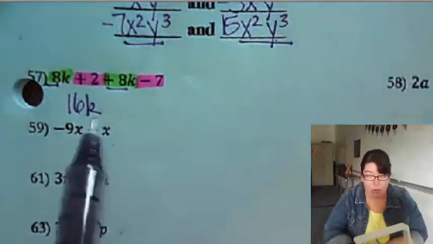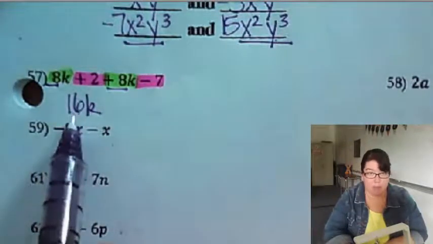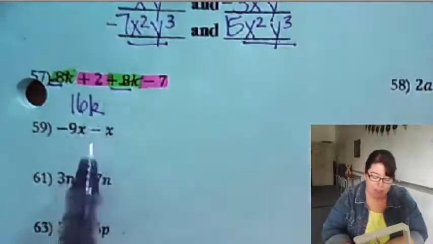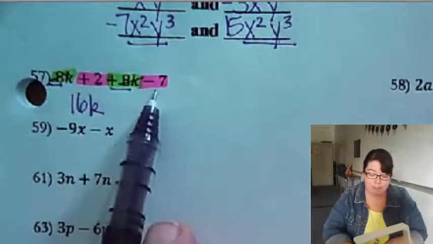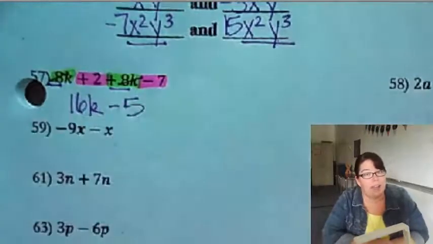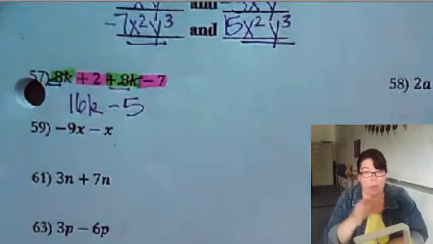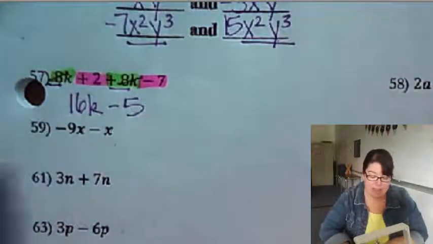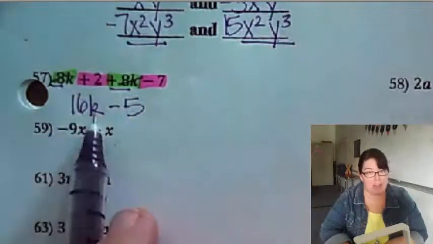How many k's do I have? I have 16 of them, so they stay together. Those are done. Then I have positive 2 and negative 7. Different signs, subtract, keep the sign of the bigger one, and then you're done. So when we combine like terms here, we have 16k minus 5.